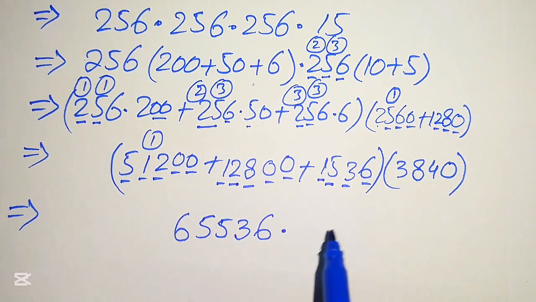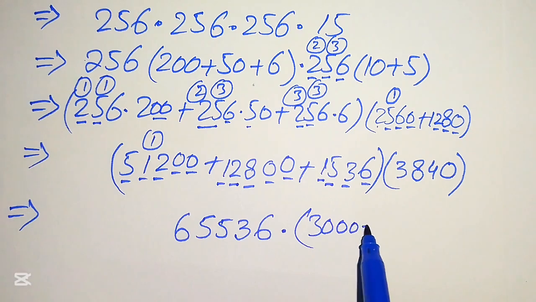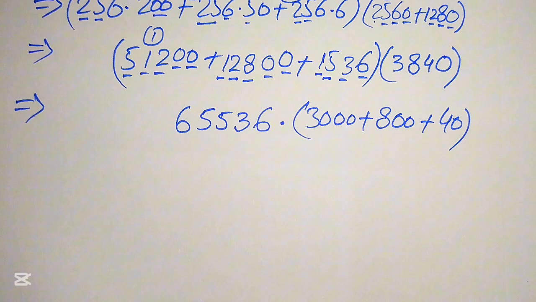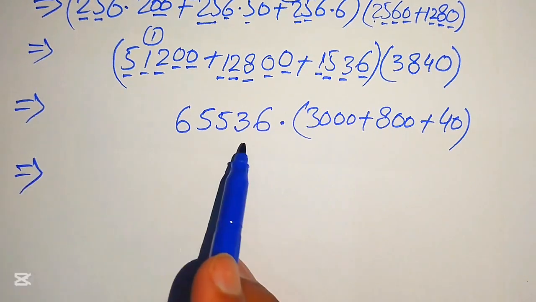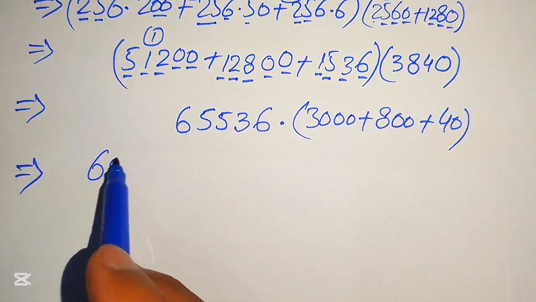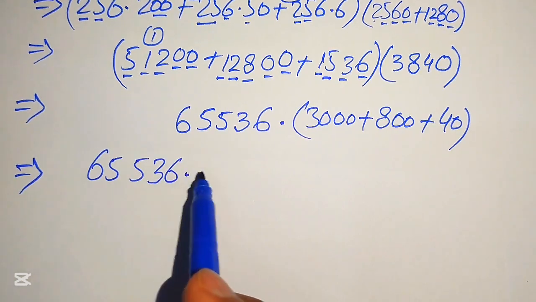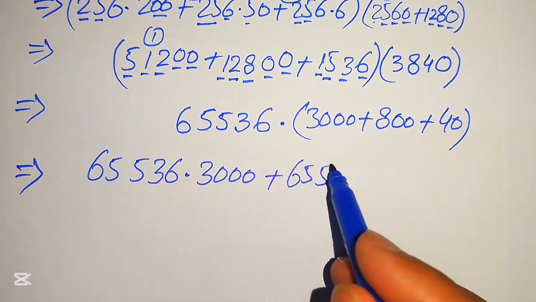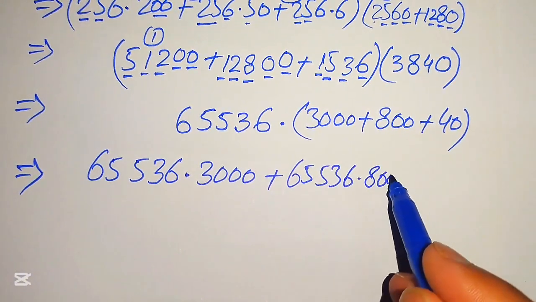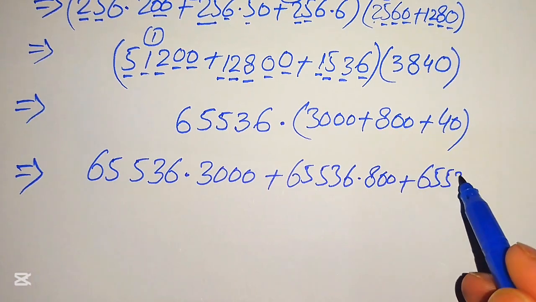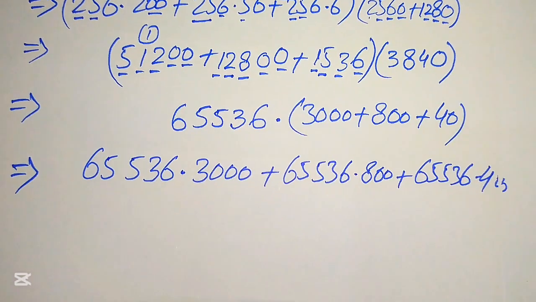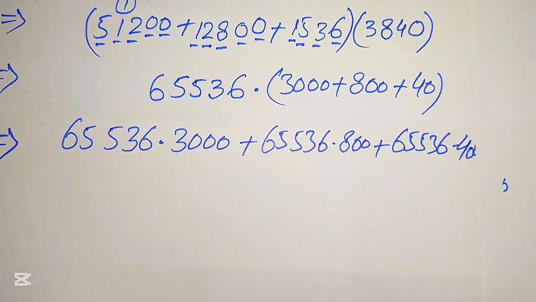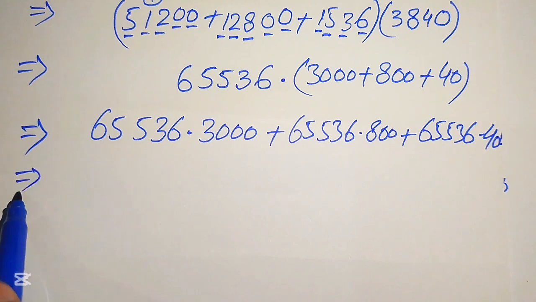So here we again break this value as 3000 plus 800 plus 40 only. And now in the next step, we need to multiply this number with these three values, and it will be written as 65536 multiplied by 3000, plus again we multiply 65536 with the 800, and at the last we multiply 65536 with 40.